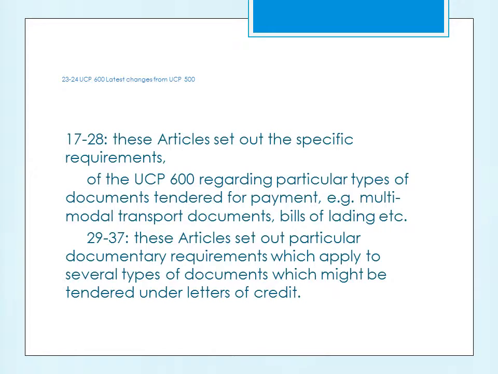17 to 28. These articles set out the specific requirements of the UCP 600 regarding particular types of documents tendered for payment, for example, multimodal transport documents, bill of lading, etc. 29 to 37. These articles set out particular documentary requirements which apply to several types of documents which might be tendered under letter of credit.